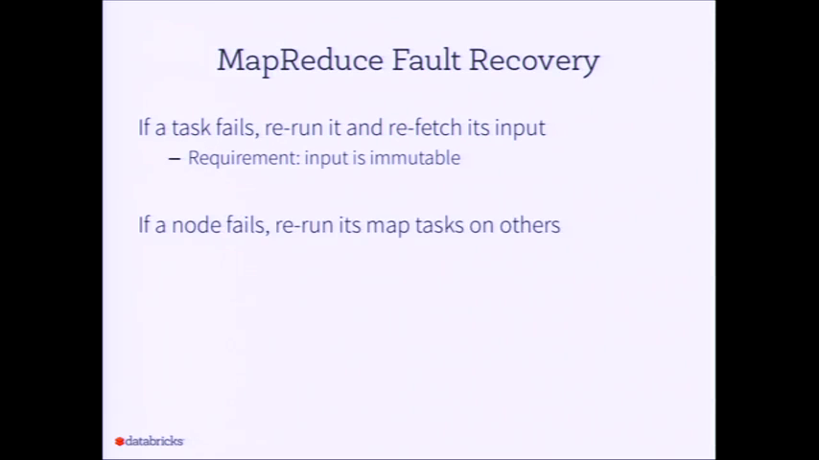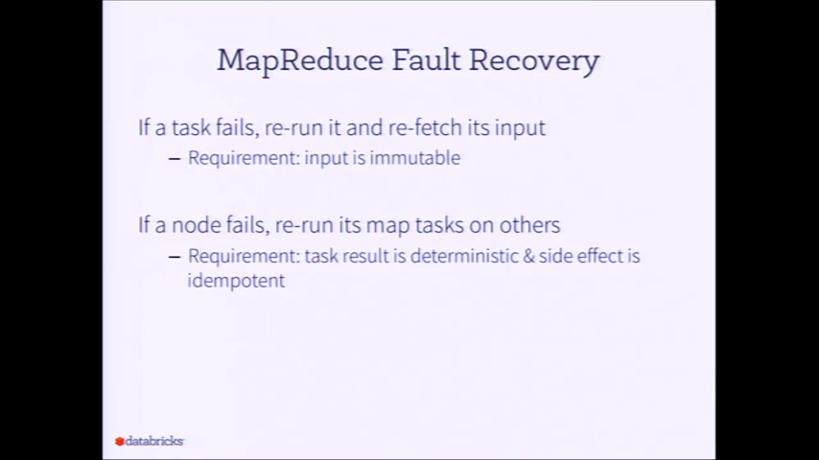The second part is if a node fails, rerun a map task, or just a task, on some other machine. This also depends on another part, tied to the first one: the result of the task you're getting needs to be deterministic. It's not node dependent. The other very important part is that if there are side effects to the task, the side effects need to be idempotent. Idempotent means running it multiple times will get you the same side effect. For example, deleting a file is idempotent, but appending data to a file is not idempotent. If you append twice, you have the data appearing twice.